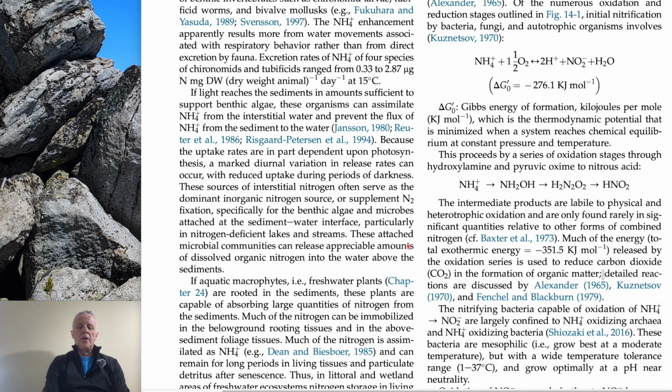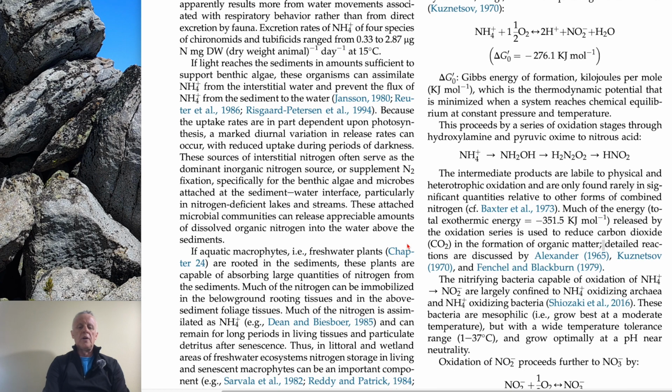The intermediate products of autotrophic and heterotrophic oxidation are only found rarely in significant quantities relative to other forms of combined nitrogen. Much of the energy, a total exothermic energy of minus 351.5 kilojoules per mole, released by the oxidation series is used to reduce carbon dioxide in the formation of organic matter. Detailed reactions are discussed by these authors.